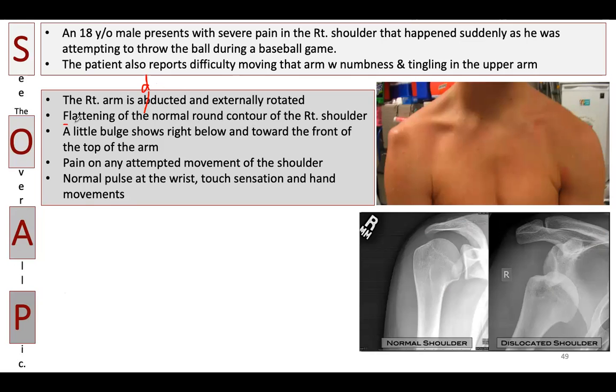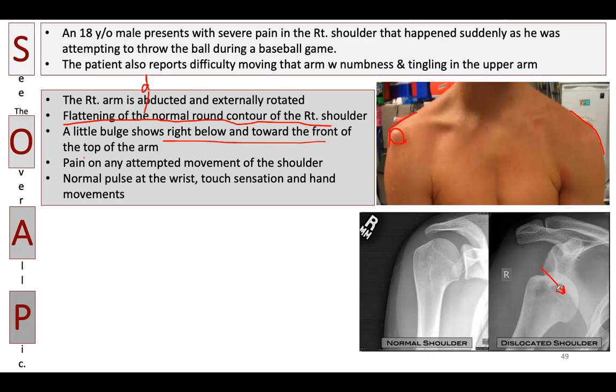There is flattening of the normal round contour of the right shoulder. Look at this normal shoulder. Look at the contour. Nice and round. Look at the contour here. Kind of angled. And there is a little bulge, right below and toward the front of the top of the arch. See this bulge? This is what? This is the head of the humerus that dislocated anteriorly and downward. It dislocates anteriorly and downward from the glenoid fossa.